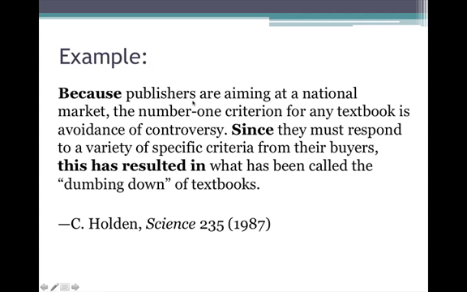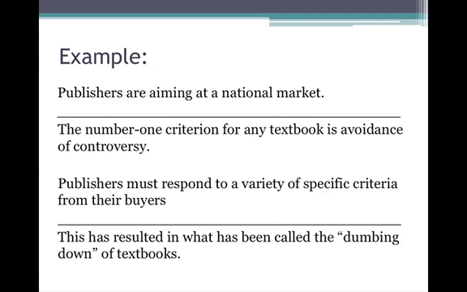The second premise being publishers are aiming at a national market, and the conclusion being drawn that the number one criterion for any textbook is avoidance of controversy. So here we've got a premise followed by a conclusion, and a premise followed by a separate conclusion, although the conclusions are related in a certain sort of sense. So if we want to turn this into standard form, it's going to look like this.